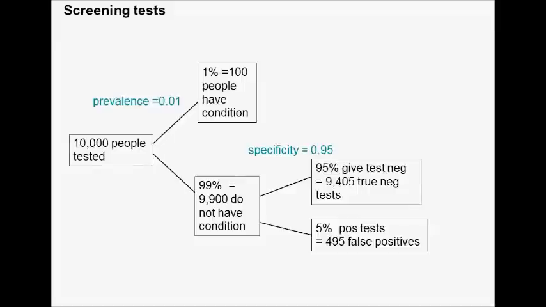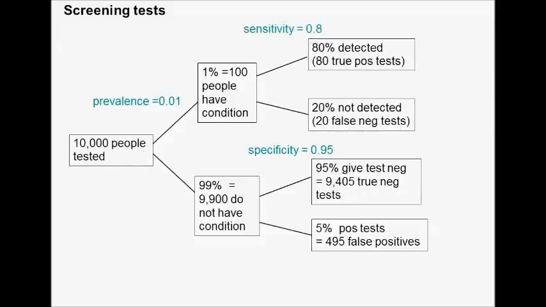So 5% though is not the false discovery rate, because what we want to know is the proportion of positive tests which give you a false positive, and for that we need to know the total number of positive tests, and to work out that we need to look not only at this lower arm of the tree diagram but also at the upper arm.